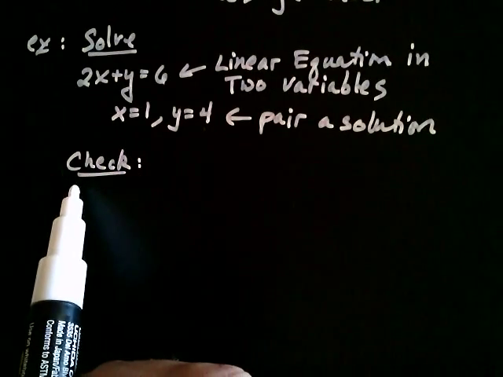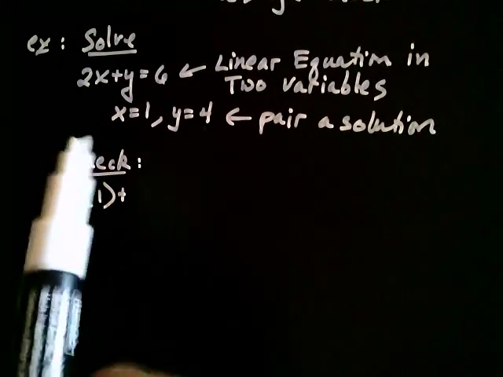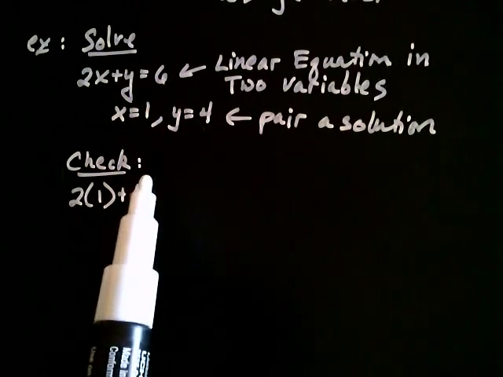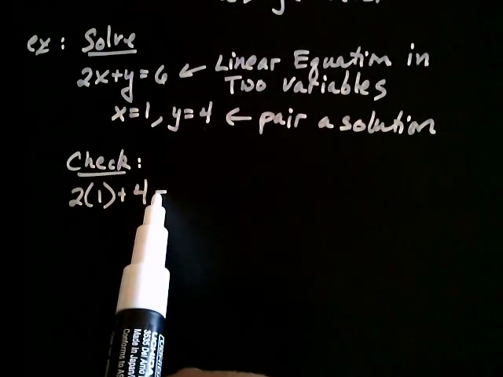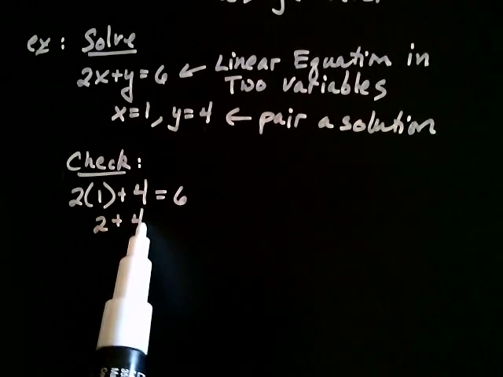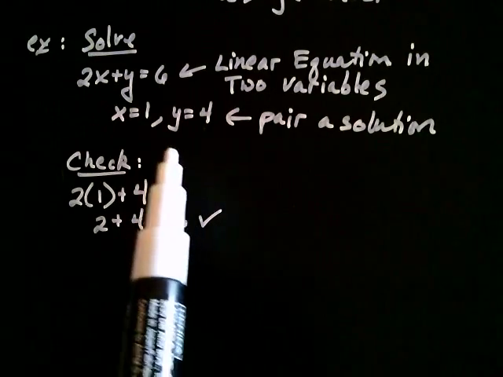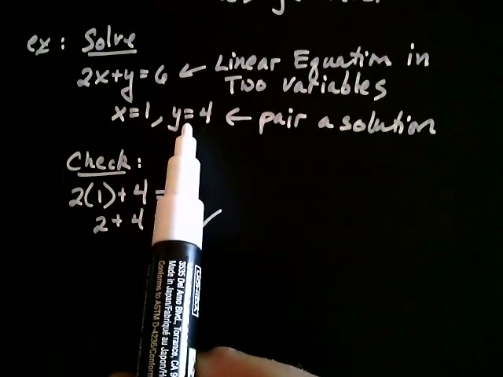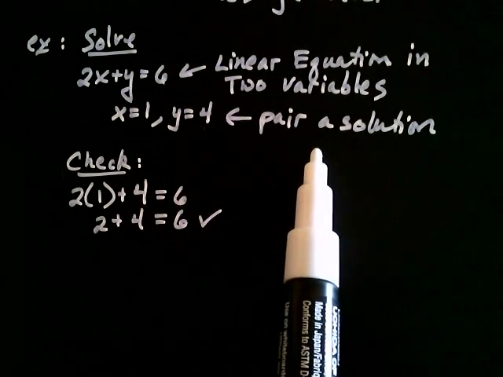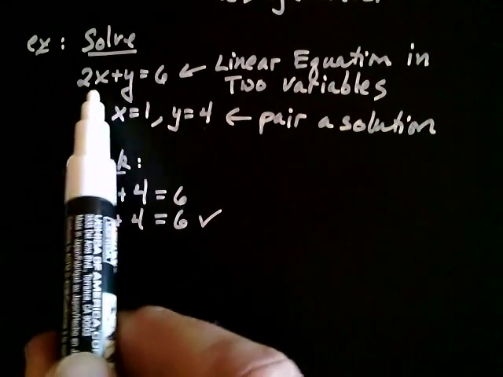So 1 for x, so it's going to be 2 times 1 plus, well, y, and y is 4. So plus 4. And the question is, is that equal to 6? And I see that it is, right? Because 2 times 1 is 2, and 2 plus 4 is equal to 6. So what does that mean? That means that this pair of numbers, 1, 4, constitutes one solution. So it's interesting that a single solution is not a single number. It's a pair of numbers in this case, and that's because you have two variables.